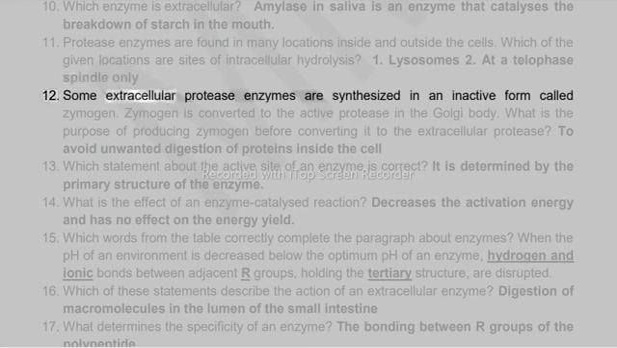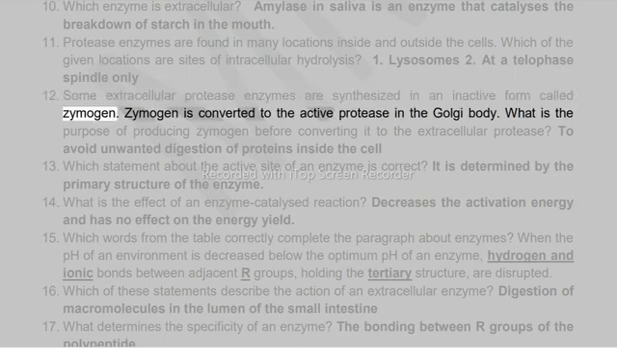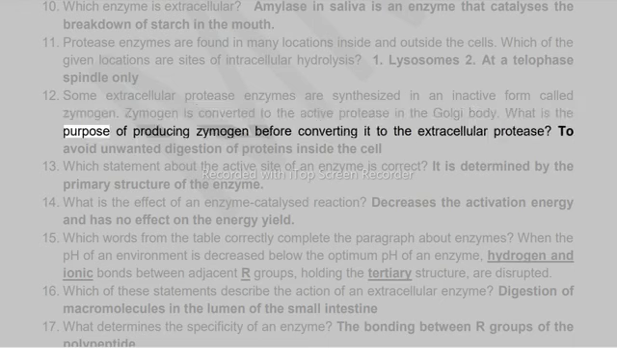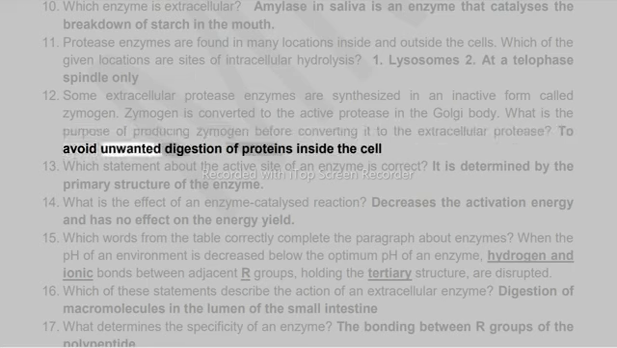12. Some extracellular protease enzymes are synthesized in an inactive form called zymogen. Zymogen is converted to the active protease in the Golgi body. What is the purpose of producing zymogen before converting it to the extracellular protease? To avoid unwanted digestion of proteins inside the cell.